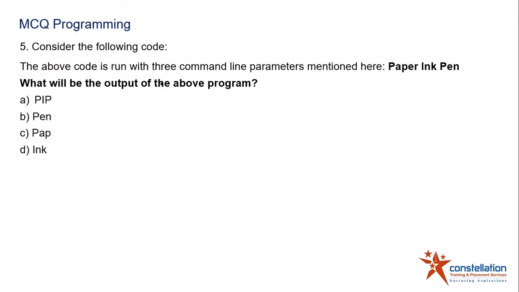The above code is run with three command line parameters mentioned here: paper, ink, and pen. Now, what will be the output of the above program? So here, paper, ink, and pen. The third one is pen, so P will be there, then I, and then P. So the correct answer is going to be PIP.